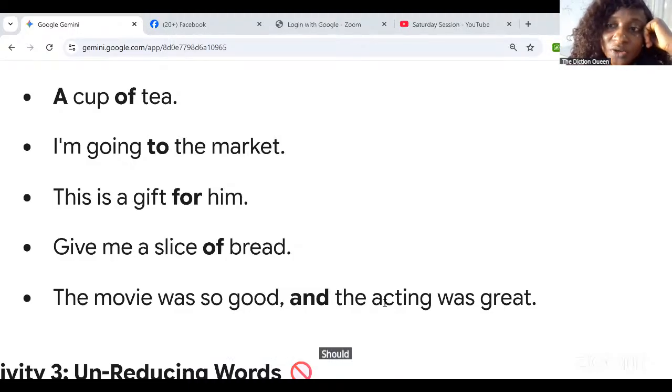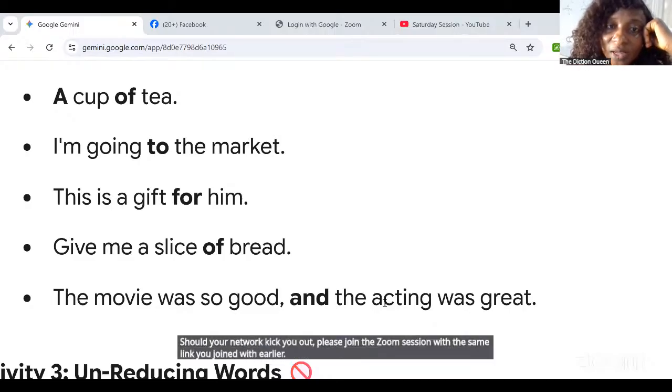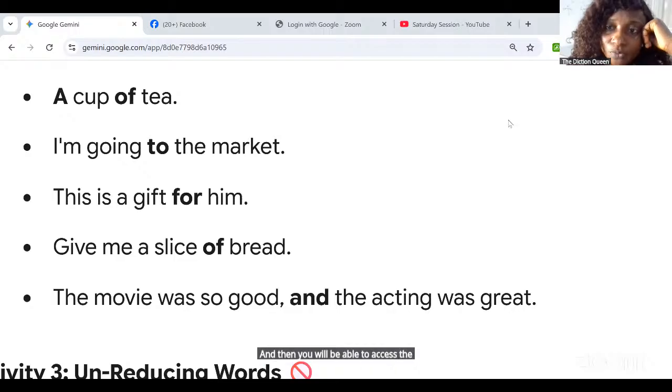Should your network kick you out, please join the Zoom session with the same link you joined with earlier, and then you will be able to access the breakout room.